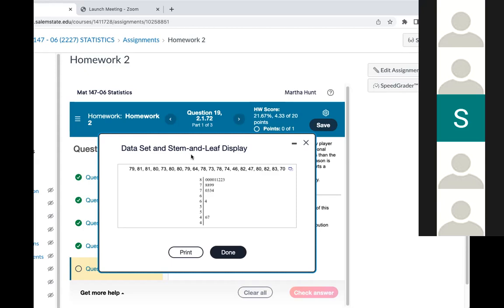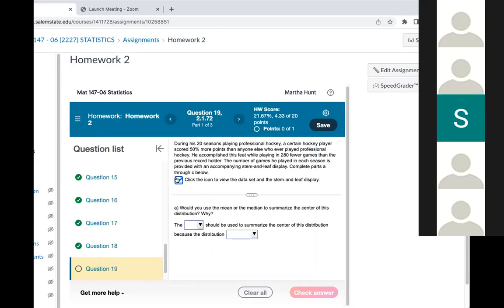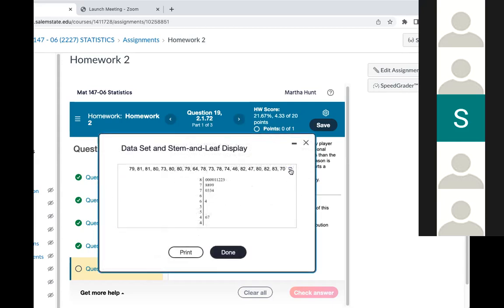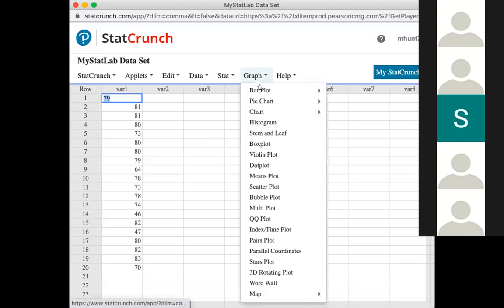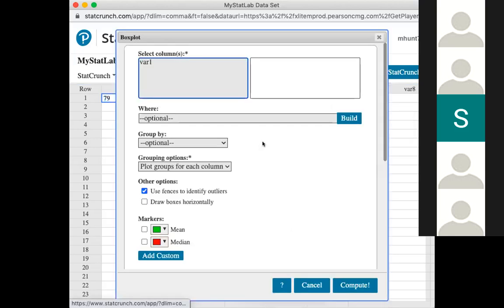So does it look symmetrical? Would you rather see it as a box plot? You can. Let's see. Yes, we can see it as a box plot if we want. Do I need to do a new share now? Yes. Okay, there it is. So let's see what it looks like as a box plot.